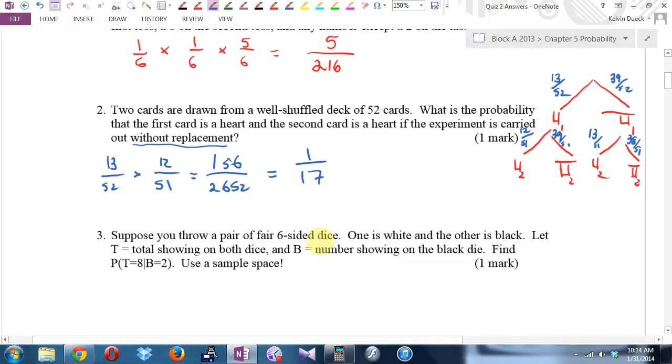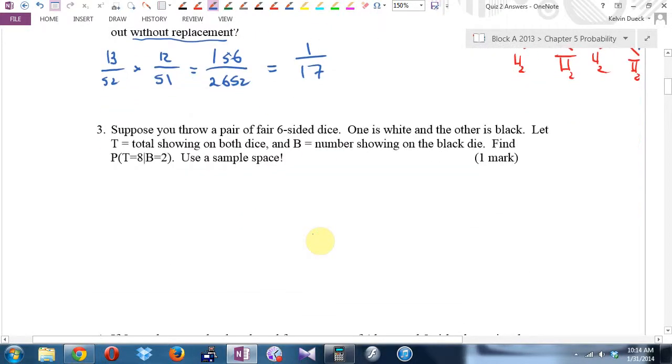Number three. I'm going to ask you a dice question, I'm fairly certain, on your test. If they give me two dice, if they ask me to throw a pair of dice, you made it? I'll harass you in a second in love. We're marking the quiz. I'll get to you in a bit. If they ask me to throw two dice, best way to handle it is a sample space. And by a sample space, I mean this.